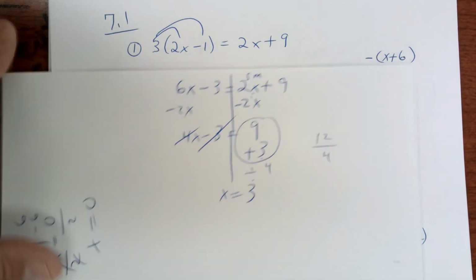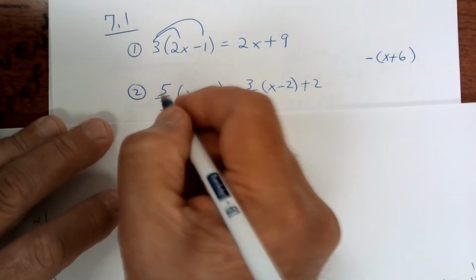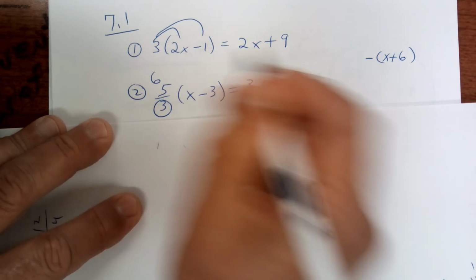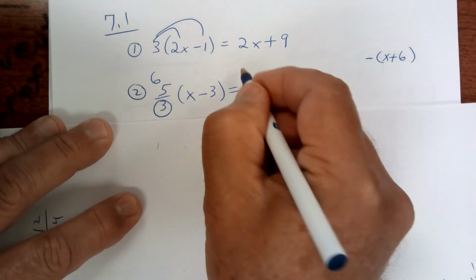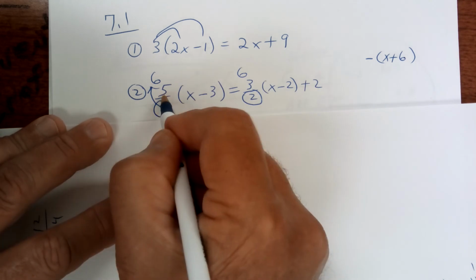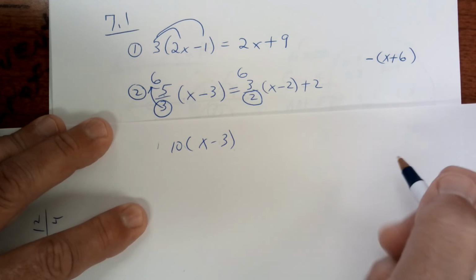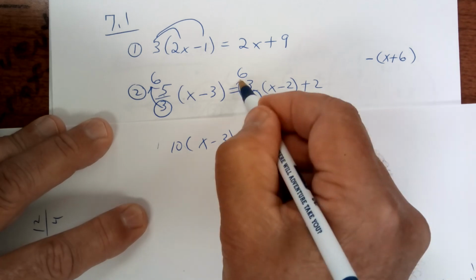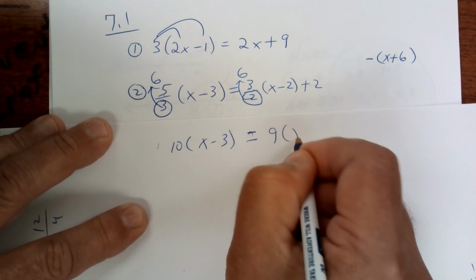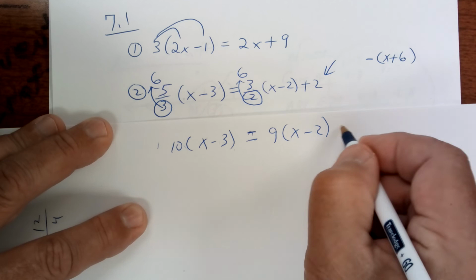Number 2, let's take a look at this one. This one now, you see how you have a denominator of 3 and 2? You want to multiply everything by 6. So when you multiply by 6, 3 goes into 6, 2, and 2 times 5 is 10. This is called clearing your denominator. 2 goes into 6, 3. 3 times 3 is 9. But you got to multiply this one by 6 as well. So you're going to have 6 times 2 gives you 12.